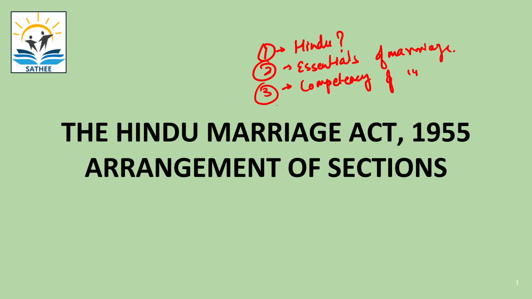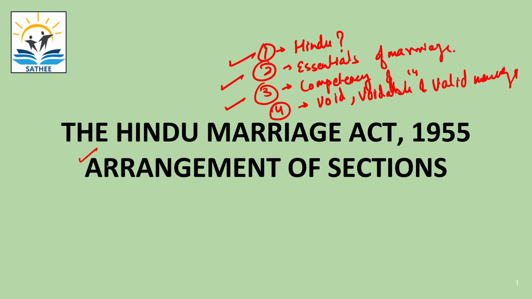that is, who all are competent to get married, and then we will study what exactly is a void, voidable, and valid marriage. So these are the things that are important for your CLAT perspective in regards to the Hindu Marriage Act 1955, and we will be confining our study only to these four important points. First we'll understand what exactly is a Hindu. Then we'll study the essentials of marriage, who all are competent to get married according to the Hindu Marriage Act of 1955, and what exactly is a void, voidable, and valid marriage according to the Act.